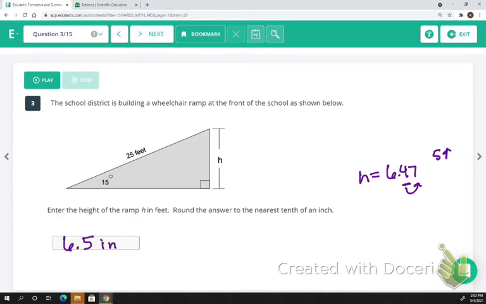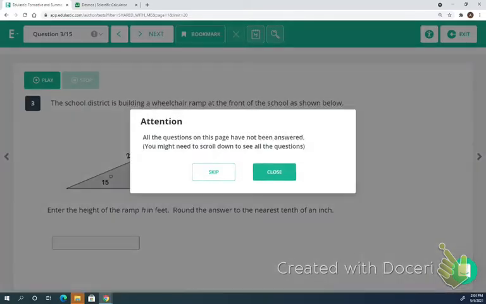Or not inches. It says, enter the height in feet. Round the answer to the nearest tenth in inches. It should be in feet, sorry. That's written incorrectly, so that should be feet. Okay, so 6.5 feet there. All right, let's go ahead and move on to the next one.